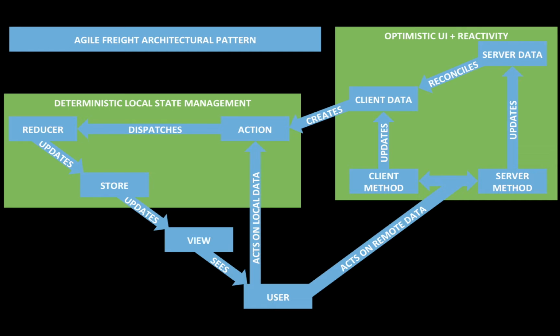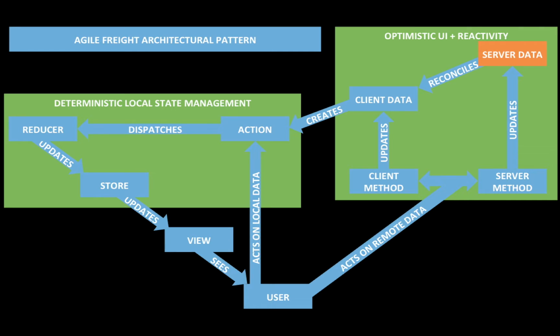So let's walk through the flow. In the top right corner, we have server data. I segregate server data instead of just saying data because there's data on both the client and the server. So this could be a database, it could be multiple databases, it could be file stores, it could be a graph database, could be anything. In our application, it's a NoSQL database using MongoDB.